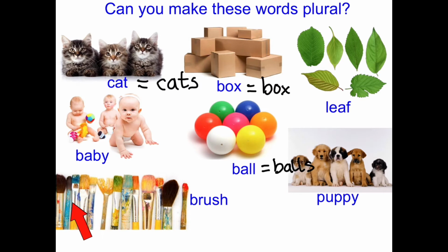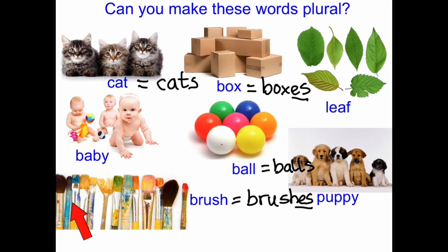And words that end in X, you add an ES to the end. So if the word ends in X, to make it a plural, you add ES. There's no others ending in X, but there's one ending in sh. So brush, it's the same rule. If the word ends in sh, you add ES on the end to make brushes.